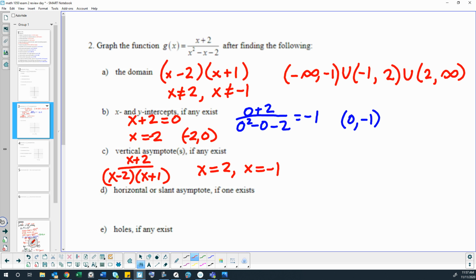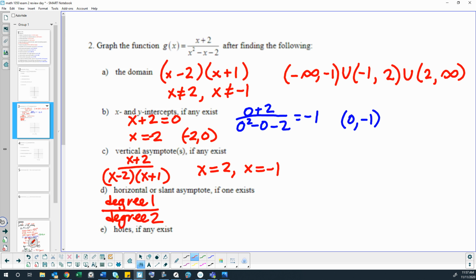Okay. Horizontal asymptotes, or slimes. That's the one that has the 3 rules. First rule is the degree of the top less than the degree of the bottom. So that's the rule that's going to happen here, where the degree in the numerator is 1 over the denominator, which is degree 2.